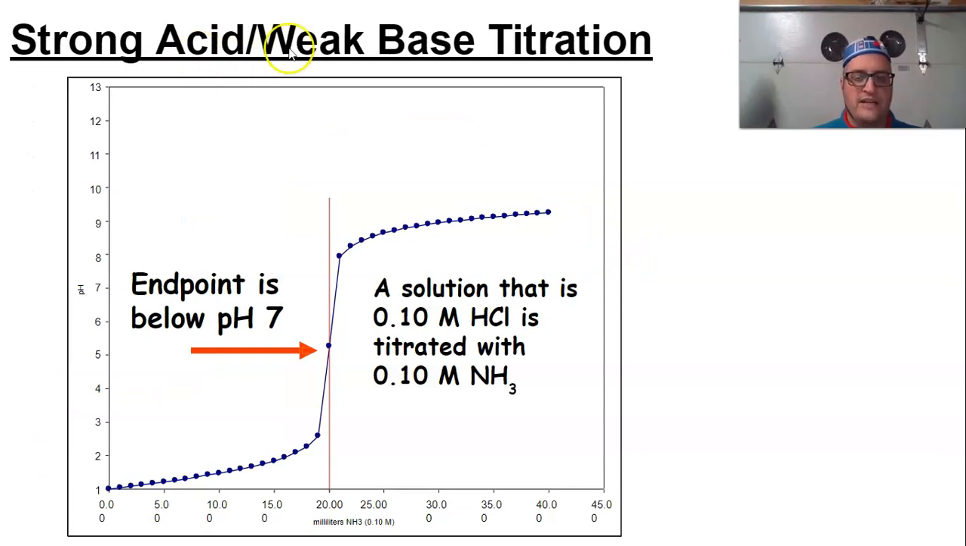Again, if you have a strong acid and a weak base, it's going to be below 7 because you have more acid in concentration, and so therefore it's going to be below. Again, simple things to understand and have when you just are looking at a titration curve.